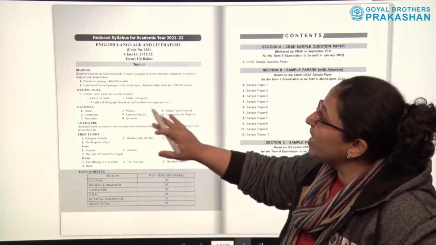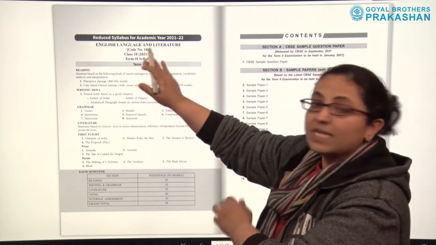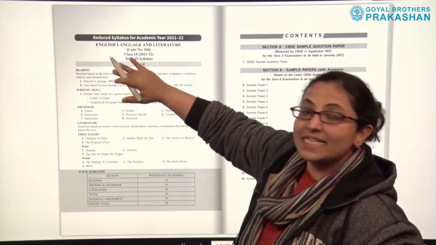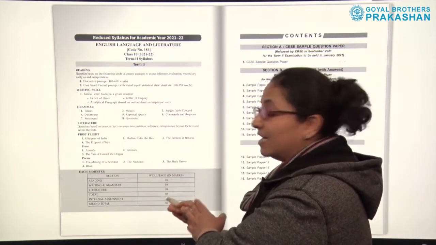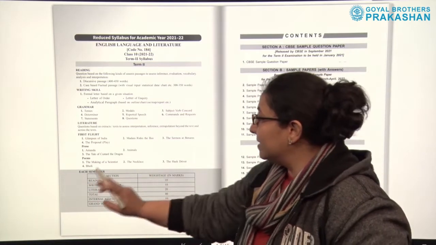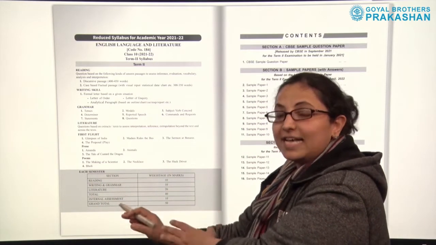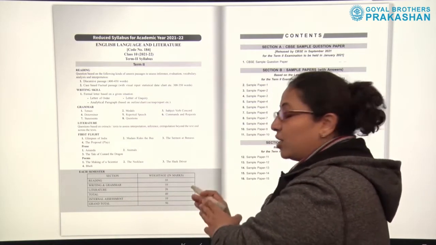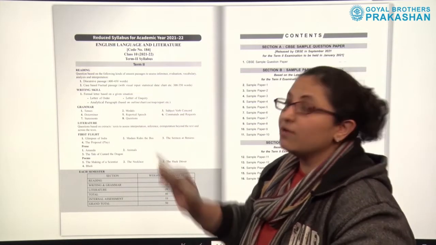To start with, we have the syllabus at the beginning. This is the reduced syllabus for academic year 2021-22. Here you can see the term 2 syllabus, all mentioned here. The bifurcated syllabus is given at the end. This is the syllabus for each semester. You can see the reading, writing and grammar, literature and other sections are given, plus the weightage of marks of each section on the right side. So this is the reduced syllabus for term 2 examinations.